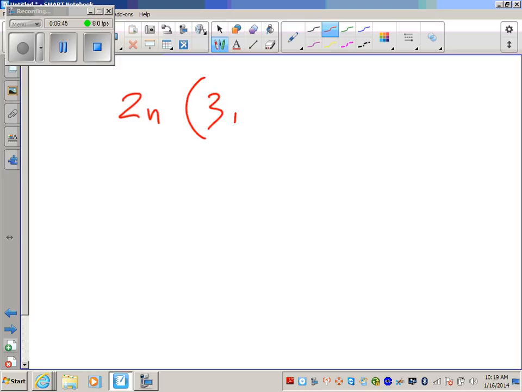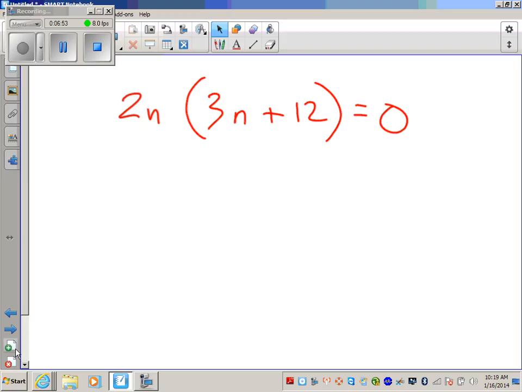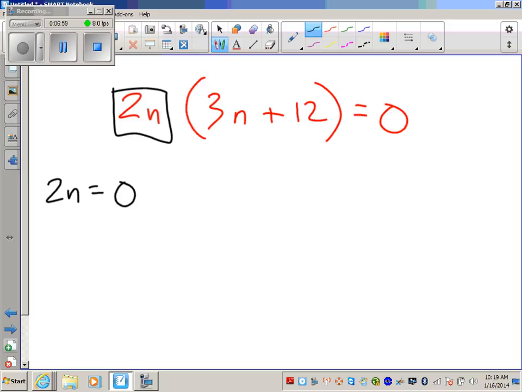And 3n plus 12 equals 0. So we're going to solve for two different n's here. Let's solve for this one first. I need this 2n to equal 0. How are we going to do that? Divide both by 2. n equals 0. Good.